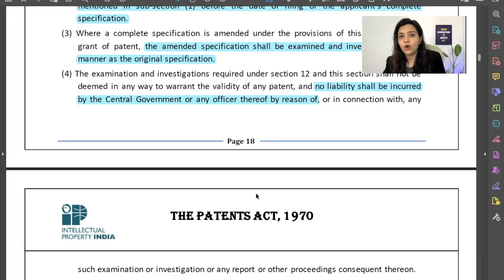So see, this clause, I know the language is a bit complex, but this clause means that the examiner will have a saving. So this is also called a saving clause. For example, if the examiner does not include one prior art, or he misses one prior art because of which novelty could have been hampered, in that scenario, the examiner should not be liable. Therefore, this clause is there to protect the examiners. There cannot be any liability incurred by the central government or any officer thereof.